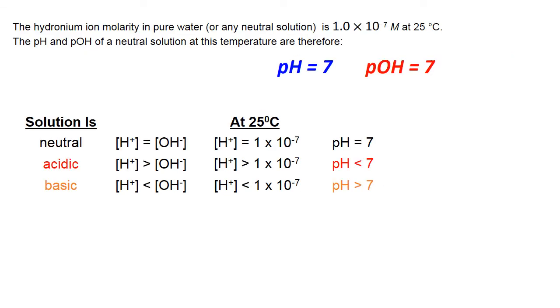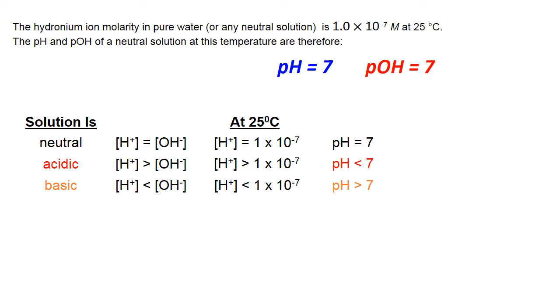Now, hydronium ion molarity in pure water or any neutral solution is 10 to the negative 7. Why is it so? Because H plus equals OH minus, then H plus should be 10 to the negative 7 to make the product 10 to the negative 14. That means pH and pOH of a neutral solution are identical and at room temperature are pH 7 and pOH 7. So for neutral, pH is 7.